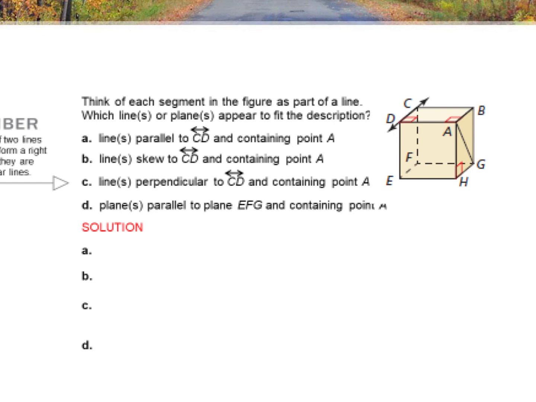So let me go ahead and outline line CD. So here is CD, and then here is point A. I need to find a line that's parallel to CD, but it includes point A. You can see that it's just going to go right through here, and it's going to be line AB. You could have also named this BA. So you either need to put the picture on top or write the word line in front.